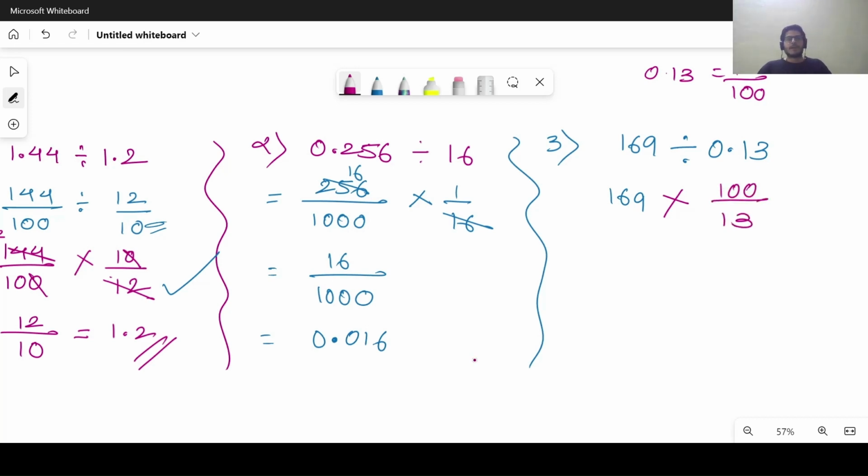Okay. Now we have to divide it. So let's divide these two numbers out there. I think we have 13 square 169. So it's 13 times 13. So it's 13 into 100, and the final answer is equal to 1300. So that's what we have.